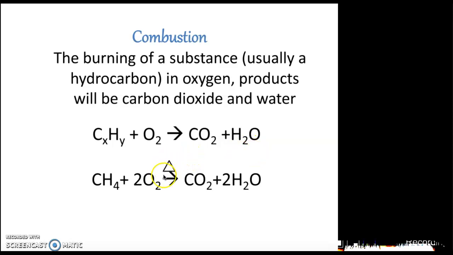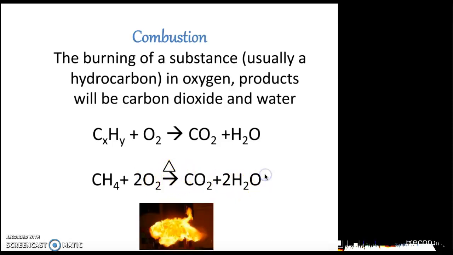You could often see it denoted with the triangle over because it does usually require flame or heat of some sort to be added, but of course it also does produce a good amount of energy as well, generally. So in this case, we have carbon tetrahydride, also known as methane, burning in oxygen. So remember, when we have anything burning, it's actually reacting with oxygen in the air, producing carbon dioxide and water.